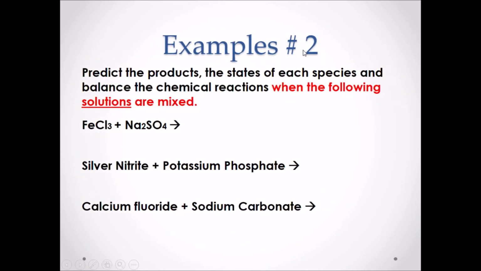Examples number 2. Predict the products, the state of each species, and balance chemical equations when the following solutions are mixed. Please note that in all of these examples, each of the reactants is a solution, therefore their states will be aqueous. Pause the video and attempt this example.